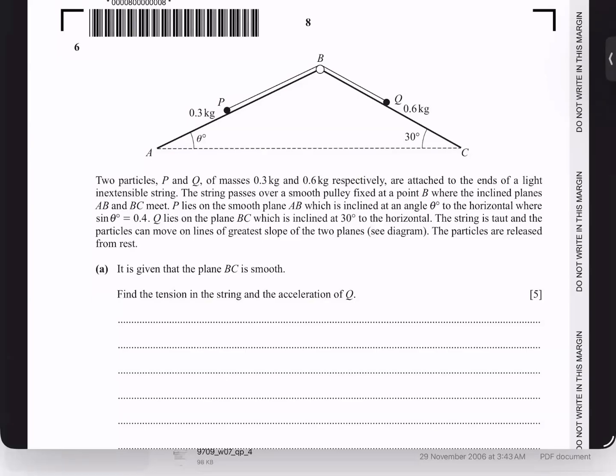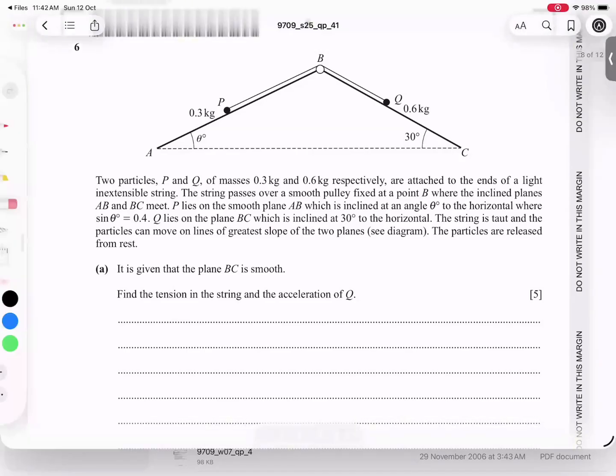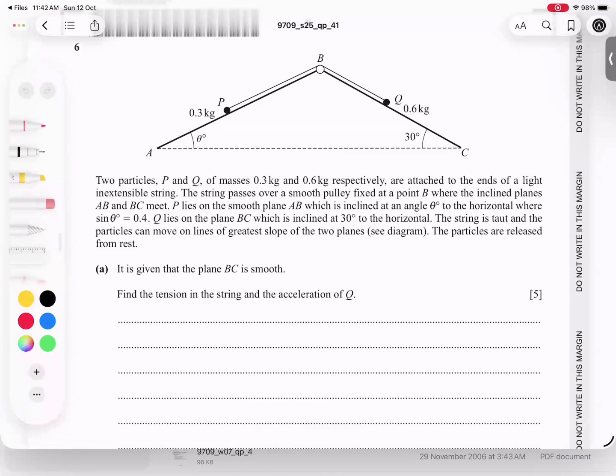Question number 6, we have two particles P and Q of masses 0.3 and 0.6 respectively. So P is 0.3, Q is 0.6, attached with a string. And he mentions that P lies on a smooth plane AB. So it means on AB there is no friction at all. So friction is 0.